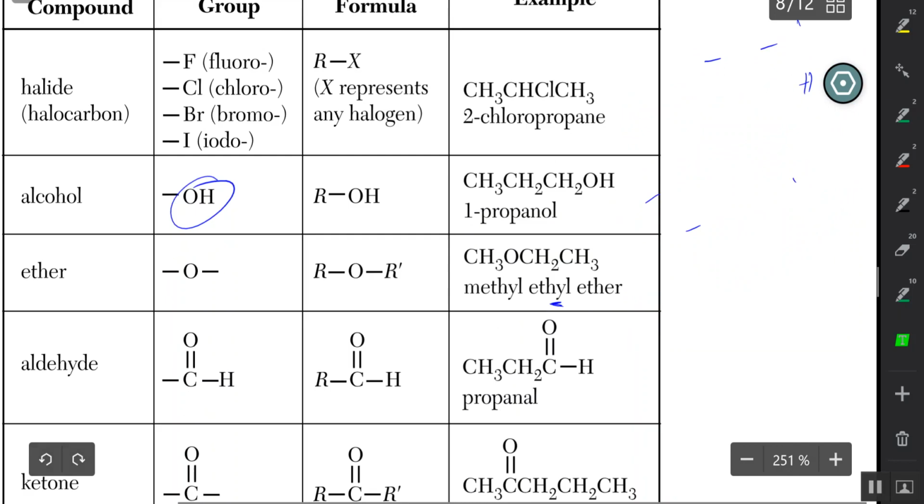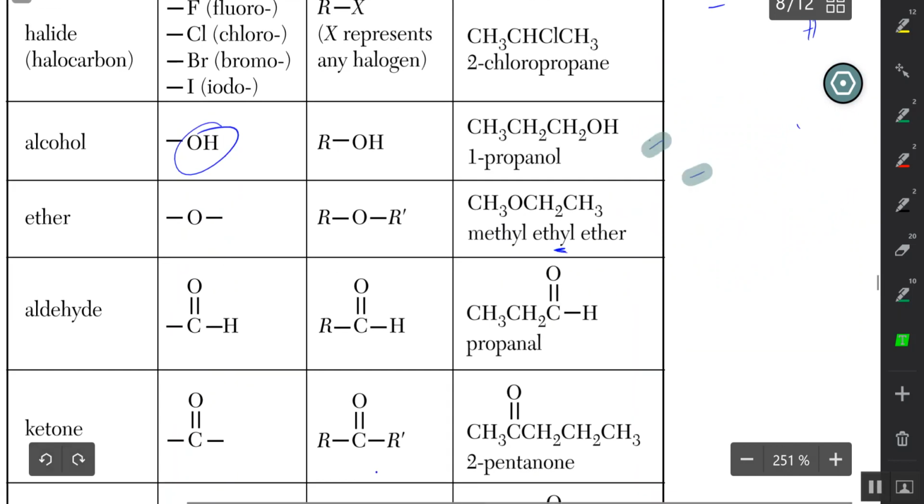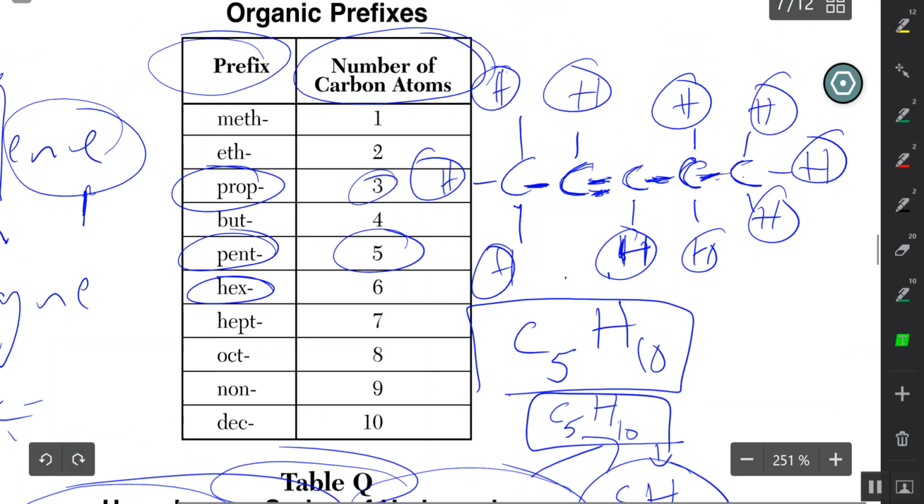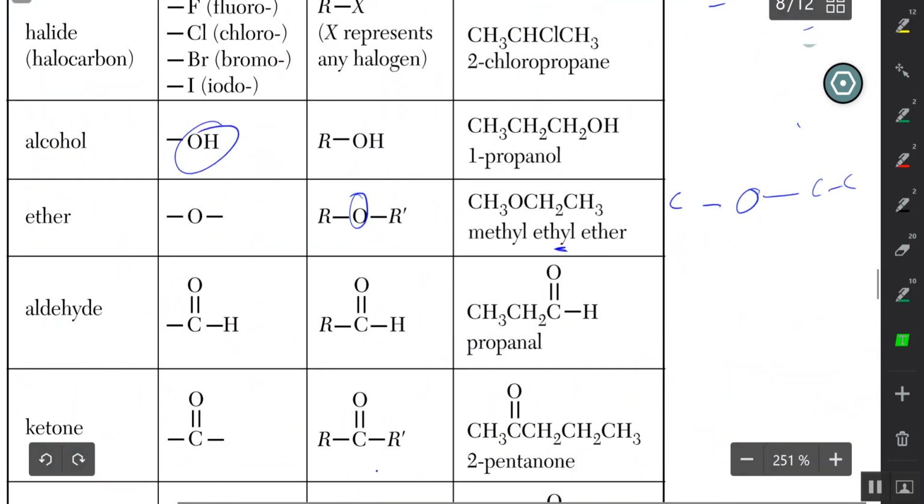Let's try another one. Methyl ethyl ether. So here I have an ether, which is simply just an O. And on one side of the ether, I'm going to have a methyl, which is a single carbon. And on the other side, I'm going to have an ethyl, which is 2 carbons. Meth is the prefix for 1 carbon. Eth is the prefix for 2 carbons. Okay, now just make sure you add the hydrogens. Each carbon must bond 4 times. This carbon's already bonded once. 2, 3, 4. This carbon's bonded twice. So 3, 4. This carbon is bonded once. 2, 3, 4. That's methyl ethyl ether.